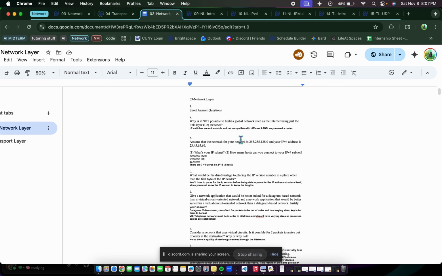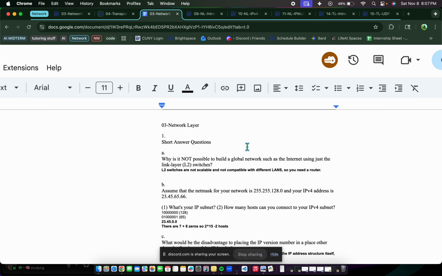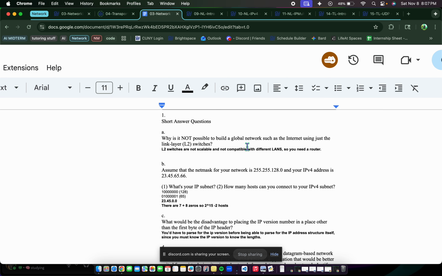Anyway, so we're doing the network layer and the transport layer. Fun stuff. So let's get started with some of the short answer questions. These will definitely be on the exam. I mean, obviously not all of them because there's a lot of them, but he'll probably pick a couple and go from there. So let's take a look at those.